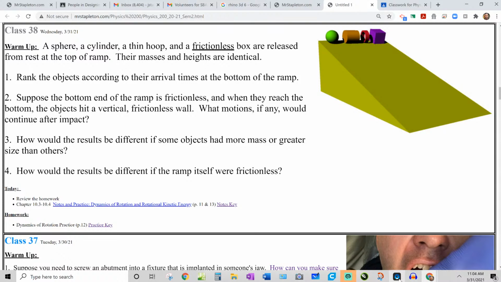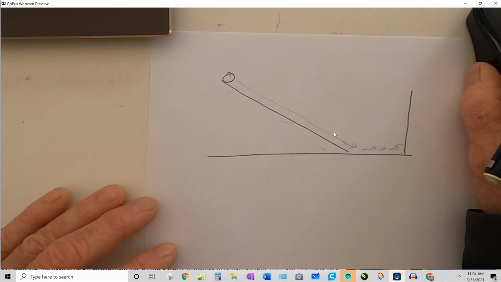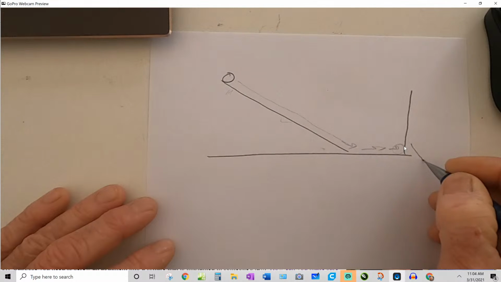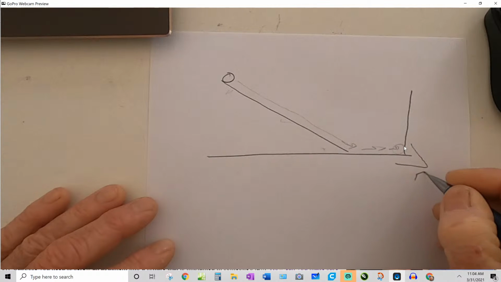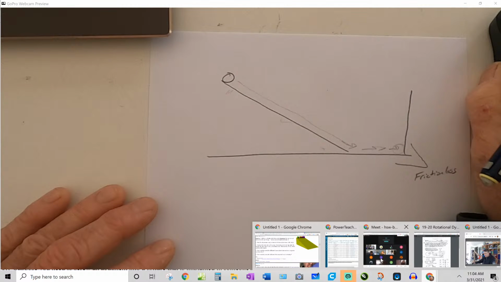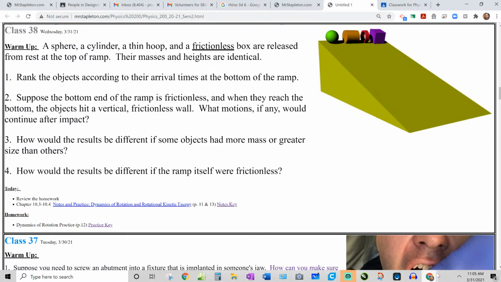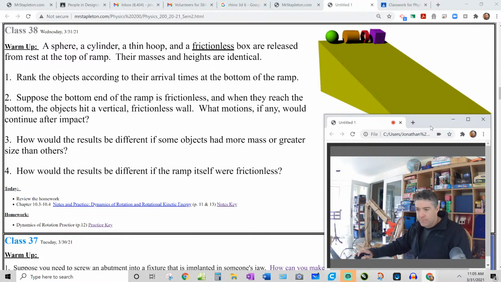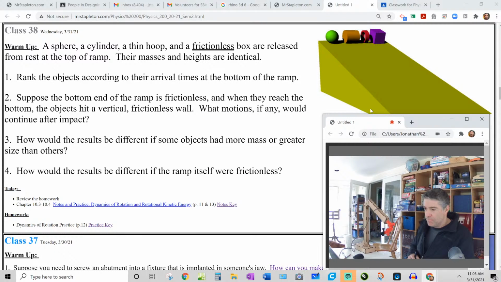So if the ball doesn't actually bounce, even if it did bounce back, what motions would continue once these things hit the frictionless wall? Both the wall and the floor would be frictionless at this point. So let me go back to here again. Give you a little more time to think about it. It's really not important. You don't need to get it right. They all got it wrong.